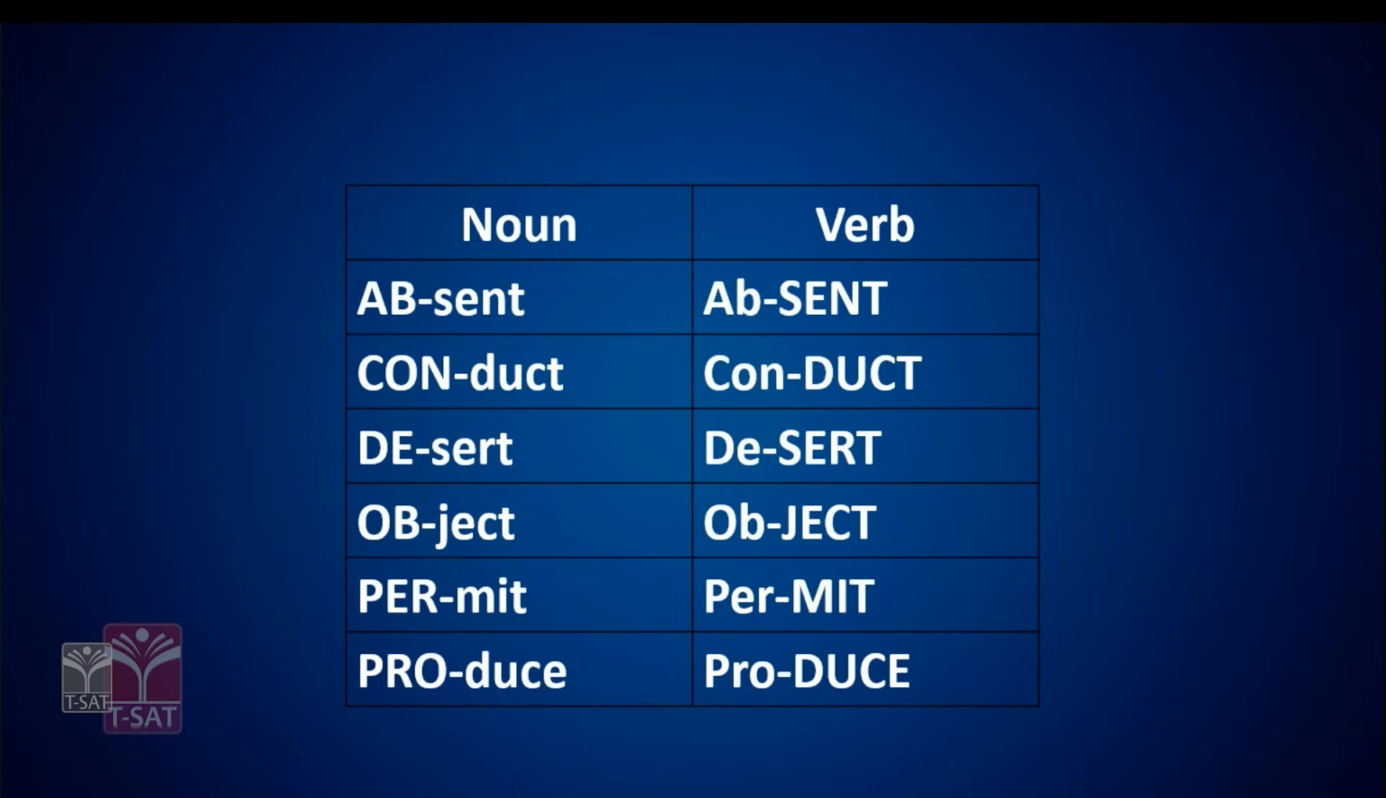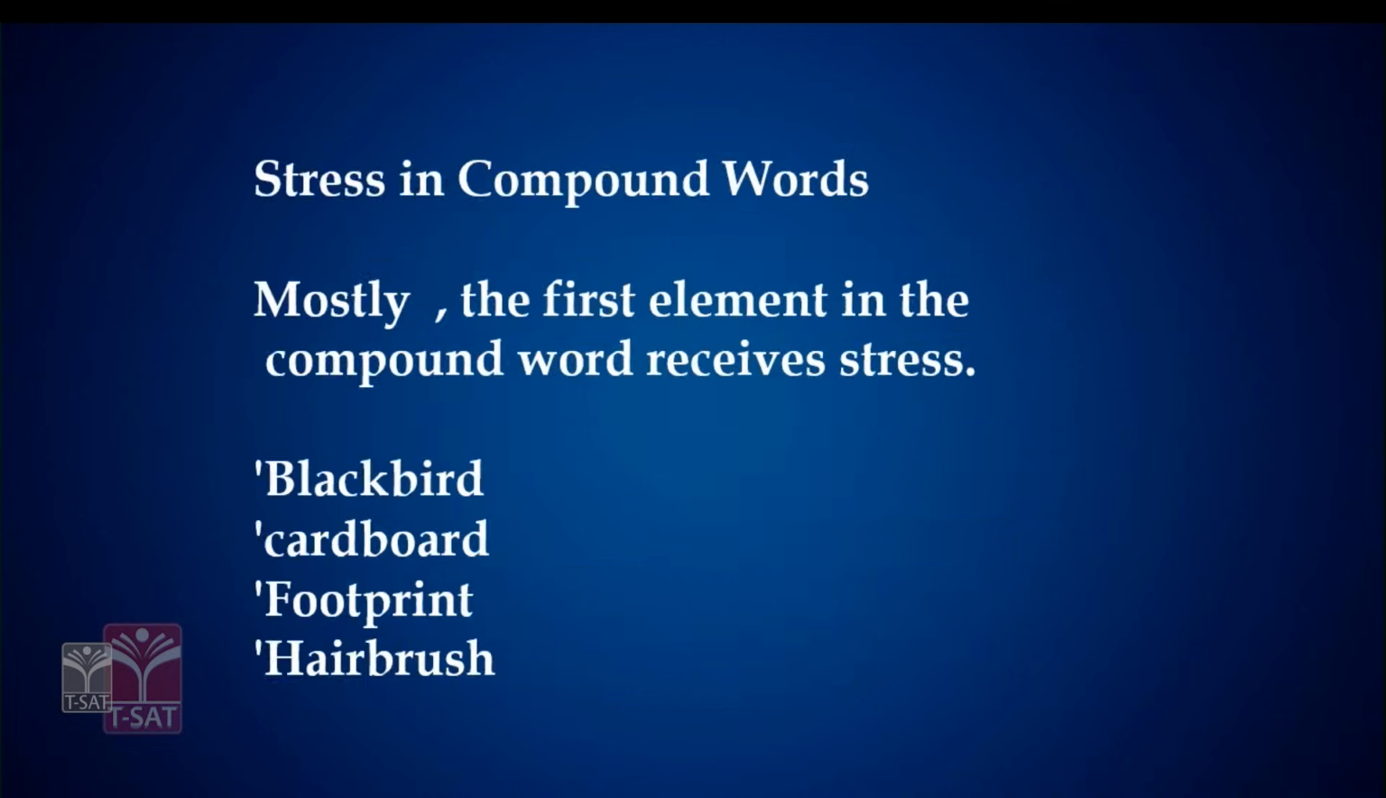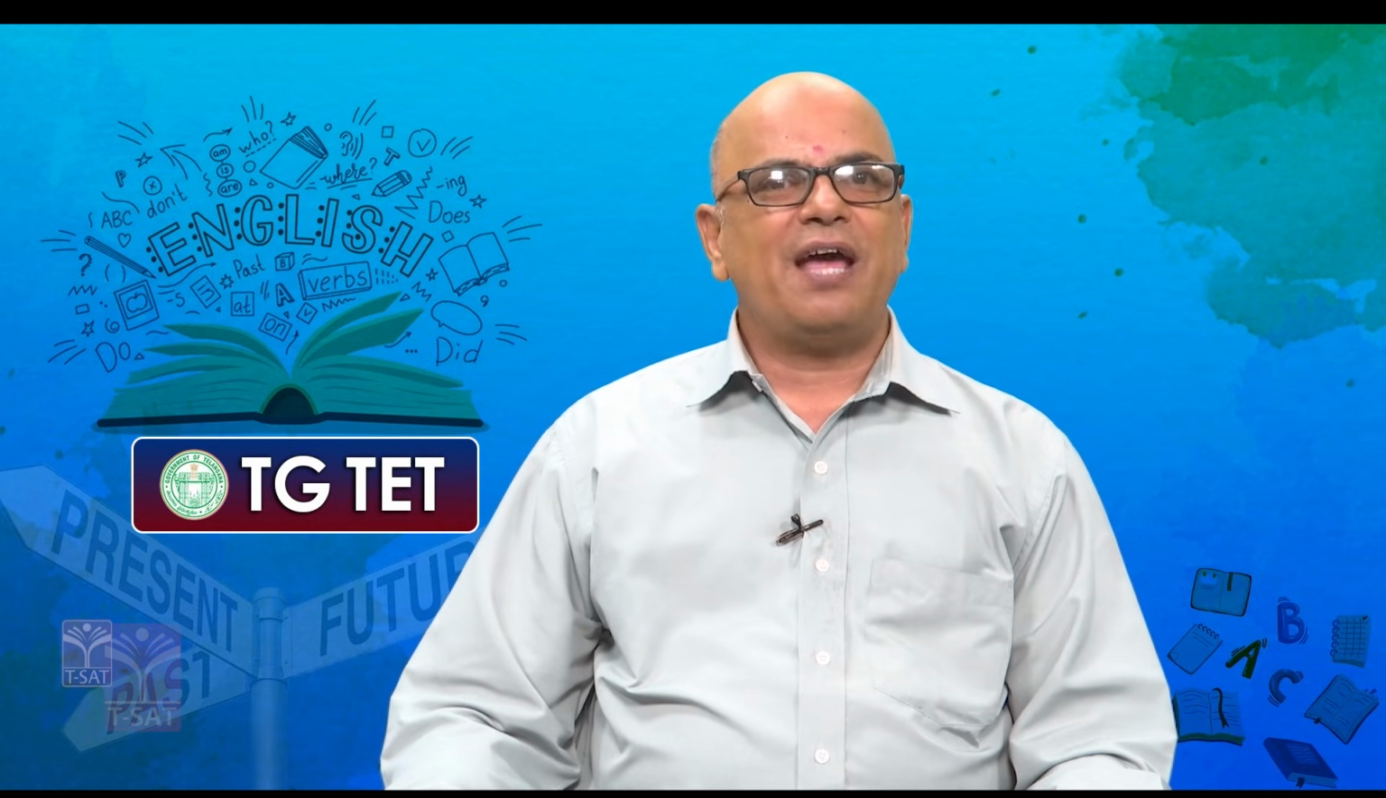We can see the stress is on the first syllable when the word is used as a noun or adjective, and the stress is on the second syllable when the word functions as a verb. And stress in compound words. A compound word is made of 2 or more root words. For example, blackboard, tablecloth, cardboard, footprint, hairbrush. Mostly the first element in the compound word receives the primary stress.